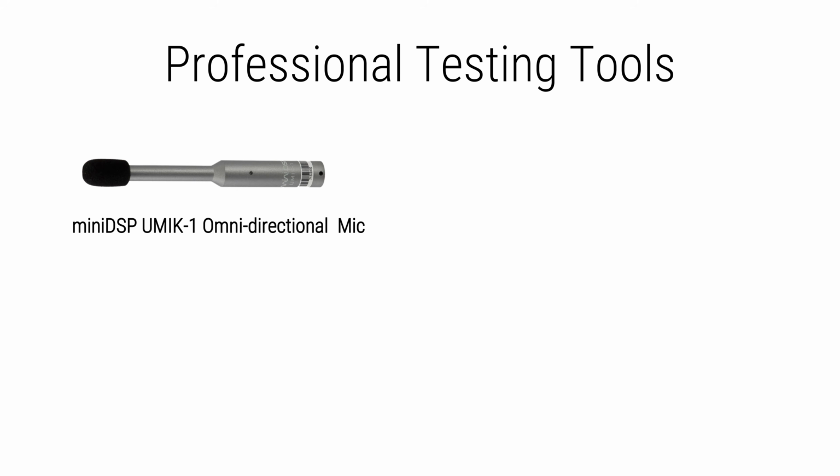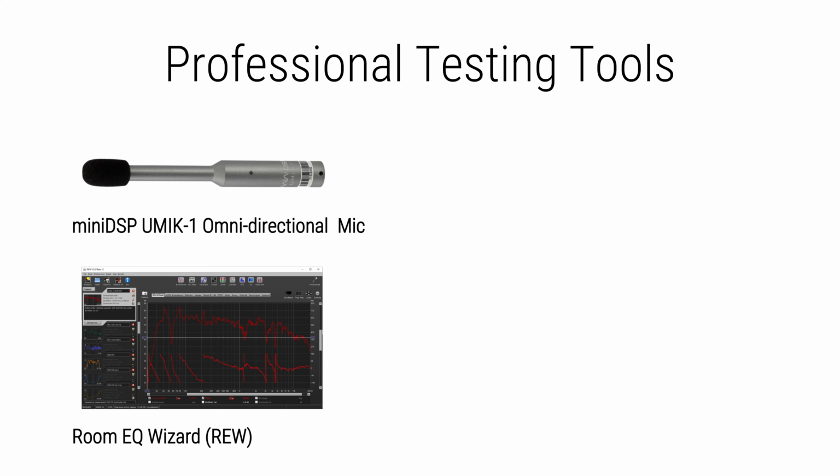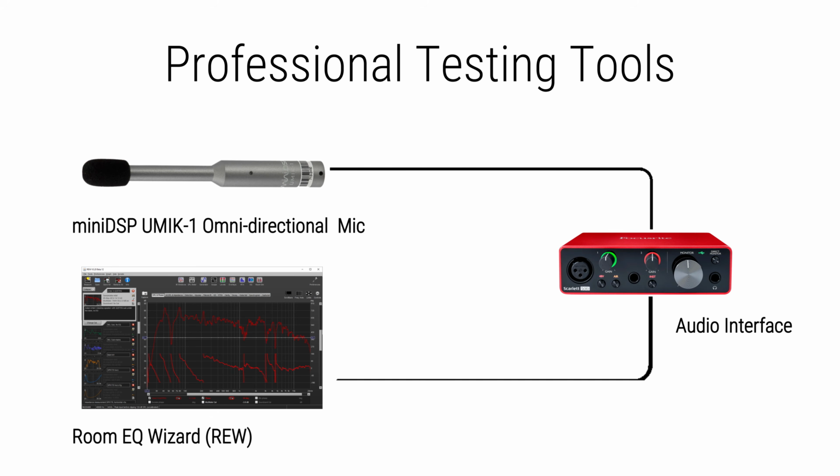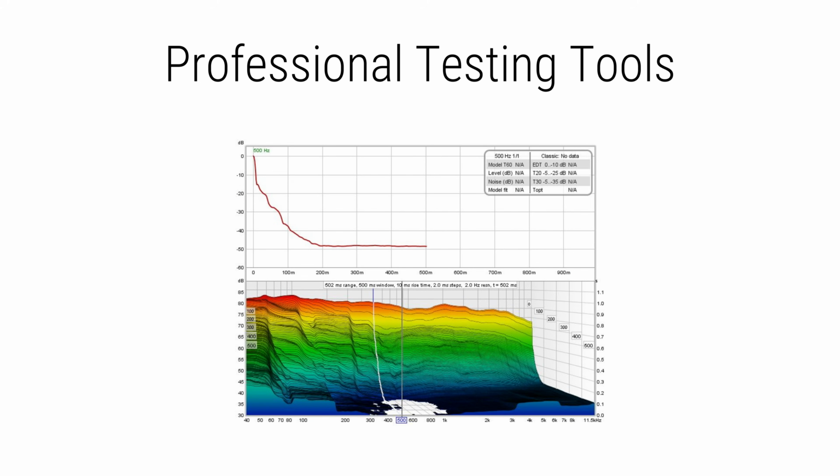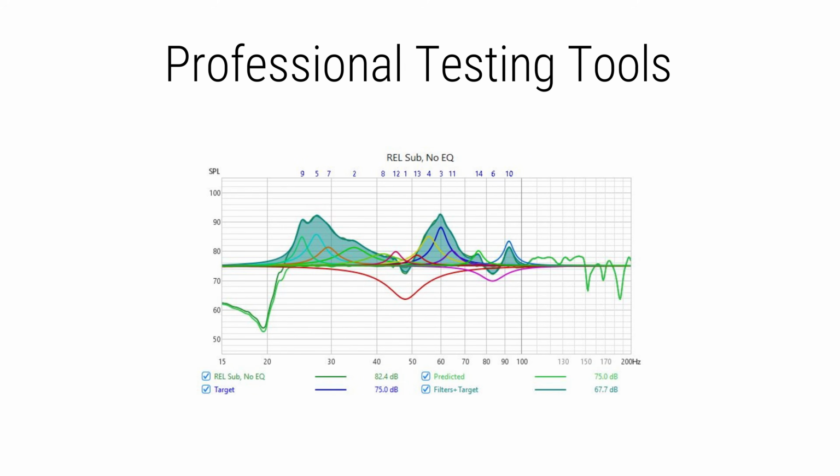This typically involves using a measurement microphone like the UMIK-1, software such as Room EQ Wizard, and an audio interface. With these tools, you'll be able to see detailed results such as frequency response graphs, waterfall plots that show decay time, and modal analysis of your room.